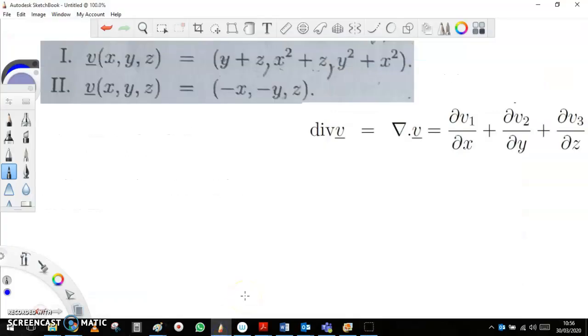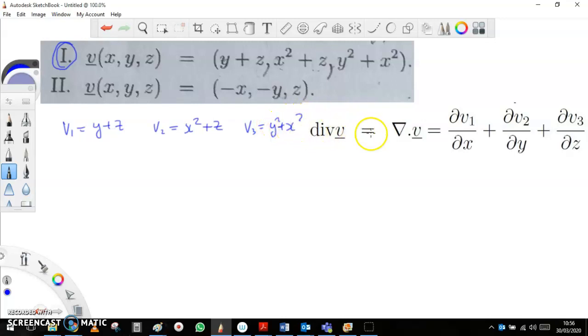Now, in this video we're going to do div. I'm going to calculate div for this one, part 1, question 1. So this vector has 3 parts: y plus z, we say that's v sub 1; v sub 2 is going to be x squared plus z; and v sub 3 is y squared plus x squared.